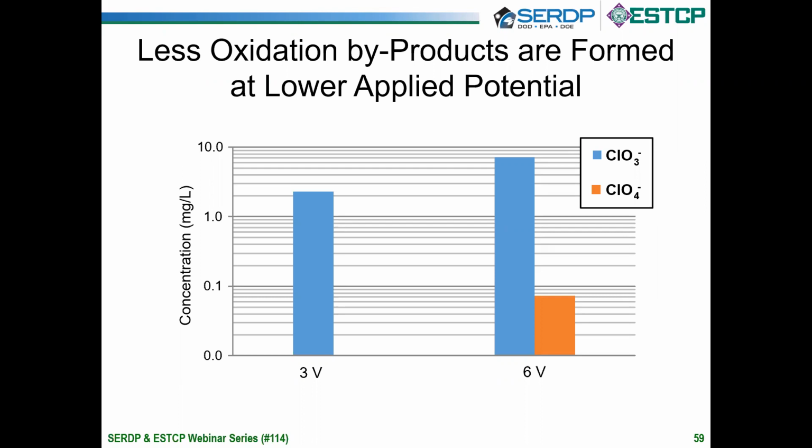At a lower voltage, 3 volts, there was no perchlorate, but there was still some chlorate that we found. So lower voltage has the advantage of less oxidation byproducts. But even at 3 volts, which is really the minimum where we saw any reaction, you are still forming these oxidation byproducts.